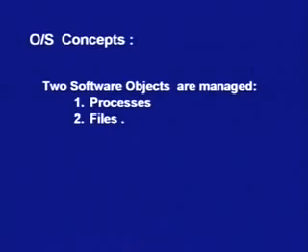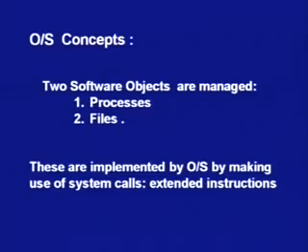We now look at the two basic concepts in operating systems. These are processes and files. These are the two software objects which are managed by the operating system. Most basic entities in the operating system are processes and files. And these are implemented by complex instructions, also called extended instructions, by what is known as the use of system calls. We shall talk about system calls in more detail later on, but for now we should see what a process is and what a file is.